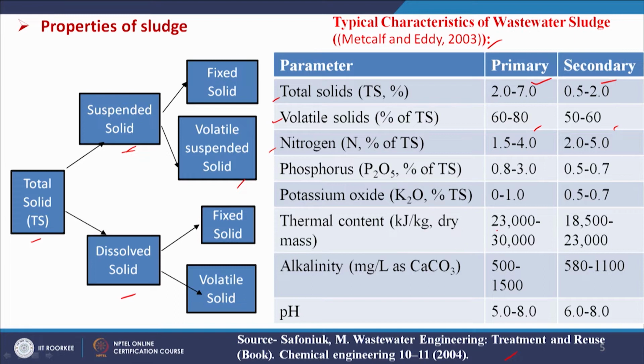Thermal content is 23,000 to 30,000 kilojoule per kg, whereas it is 18,500 to 23,000 kilojoule per kg on dry mass basis. Alkalinity, as mg per liter as calcium carbonate, is 500 to 1500 for the primary, and for the secondary 580 to 1100. And pH is 5 to 8, and here 6 to 8.